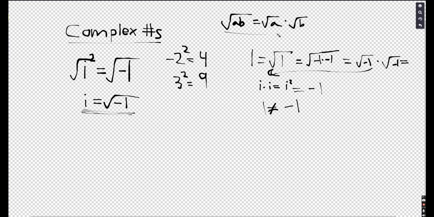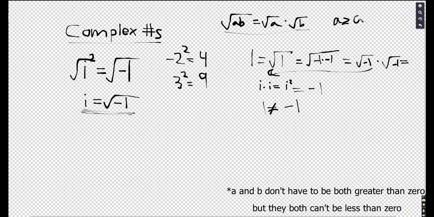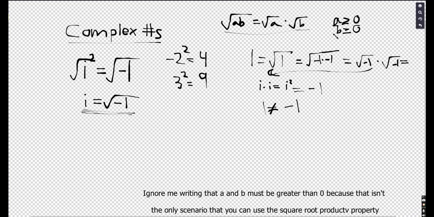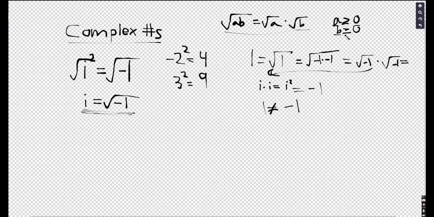There's a rule with this square root product property: A and B cannot both be negative. A has to be greater than or equal to 0, and B has to be greater than or equal to 0. One could be negative, like A could be negative or B could be negative, but they cannot both be negative. They could both be positive, but they just both cannot be negative.